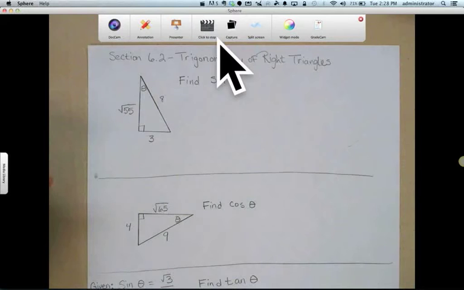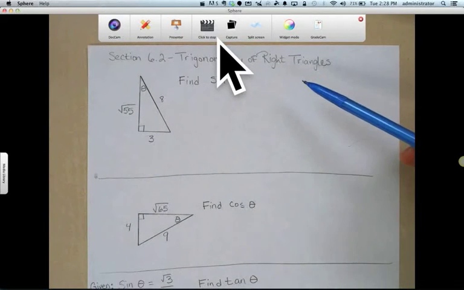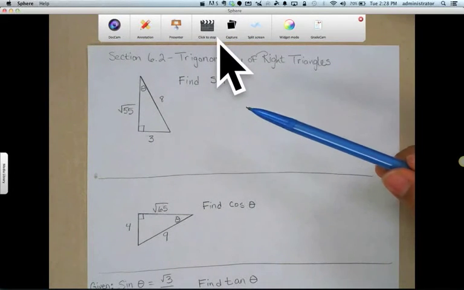So today we're going to be talking about the trigonometry of right triangles, and we've talked about some functions: sine, cosine, and tangent. We've also talked about secant, cosecant, and cotangent, and we're going to utilize our trigonometry of right triangles foldable to help us solve a few problems.